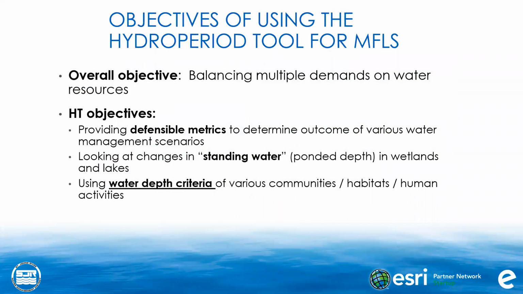So the objectives of using the Hydroperiod tool for MFLs, the overall objective is balancing multiple demands on water resources. Water management districts are directed to consider those environmental values when setting MFLs. Typically the district evaluates fish and wildlife habitat through event-based metrics. But for some lakes, the event-based metrics typically used are not appropriate for dynamic systems like Lake Butler. So this brought a need for the Hydroperiod tool to be used to help establish MFLs.